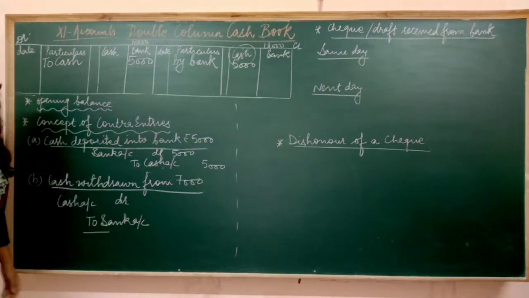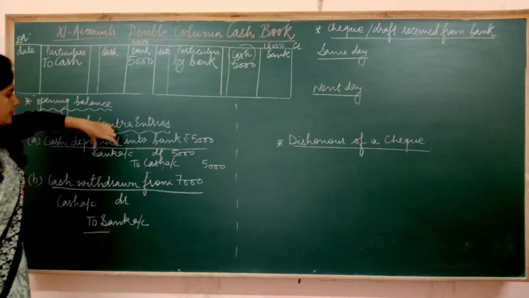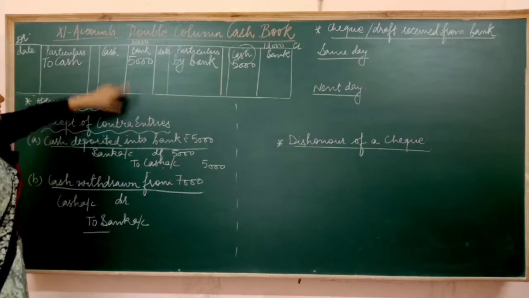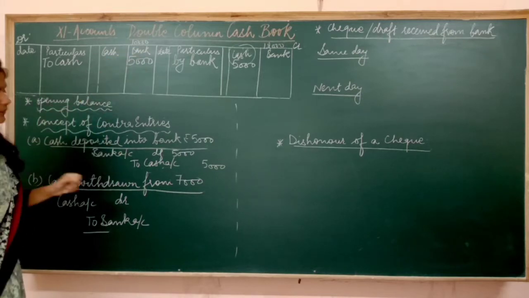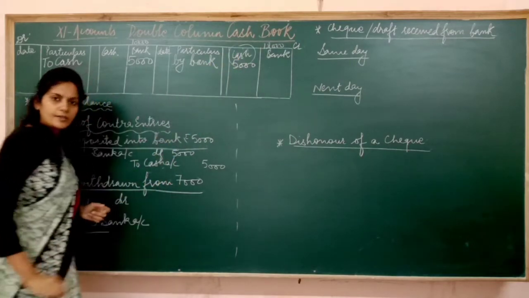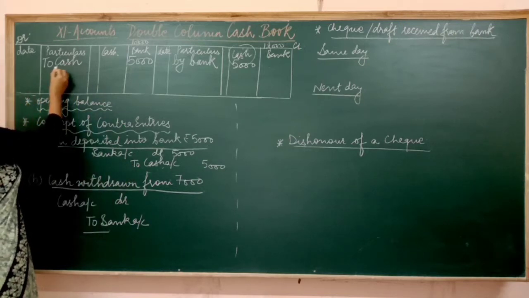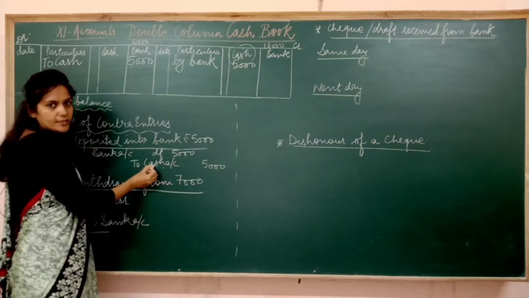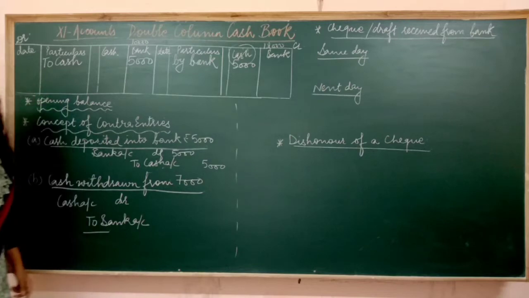I hope this thing is clear. I repeat it. Bank account debited to cash. First of all, check which account is debited, which column is debited, bank is debited, this column is debited. It means amount will be entered in this column. Here cash is credited, so amount will be written in the cash column. Bank is debited because of cash, so I have written to cash but amount in bank column. Here cash is credited because of bank, so I have written by bank amount in cash column.